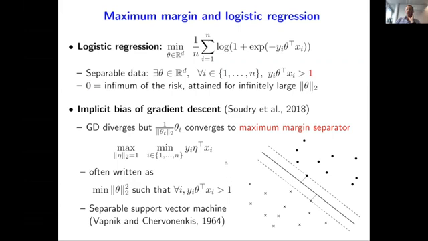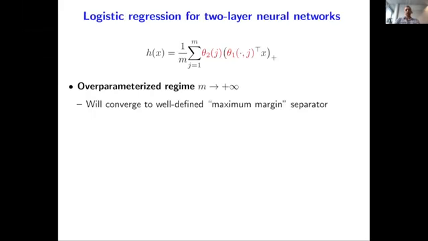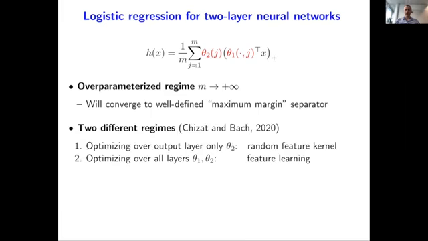Now the question is, how do we extend this to neural networks? Because this is just linear models. So let's try to extend it in the remaining 10 minutes. Let's look at logistic regression for the two-layer neural network over there. We have output weights and input weights, and we're considering the overparameterized regime when m goes to infinity. We will exhibit two different regimes. This is also joint work with Lénaïc Chizat from this year. And depending on whether you optimize only the output layer or both layers, you get something different.